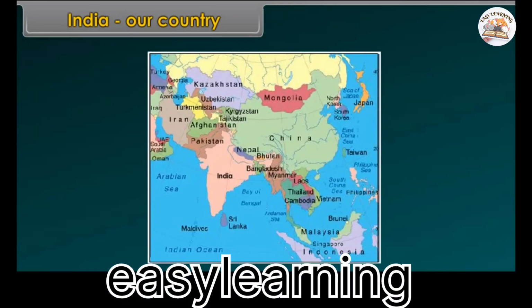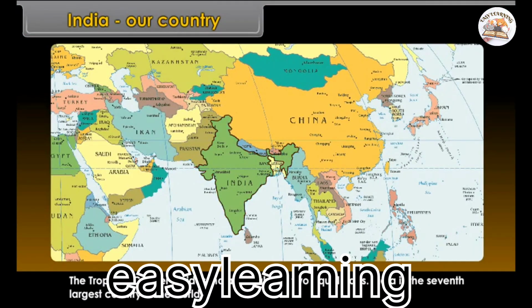India, our country. India belongs to Asia, the largest continent in the world. It is situated in the southern part of Asia. It covers an area of 3.28 million square kilometers. It stretches between 8°4' north and 37°6' north latitudes and 68°7' east and 97°25' east longitudes. The Tropic of Cancer divides India into almost 2 equal parts.